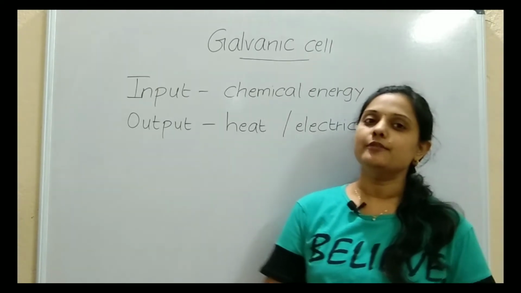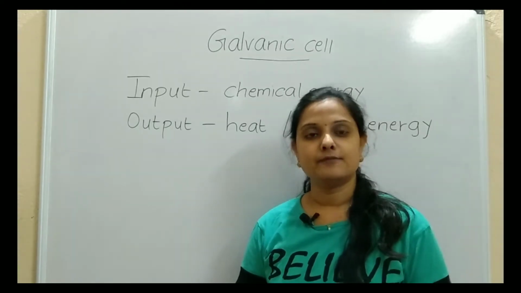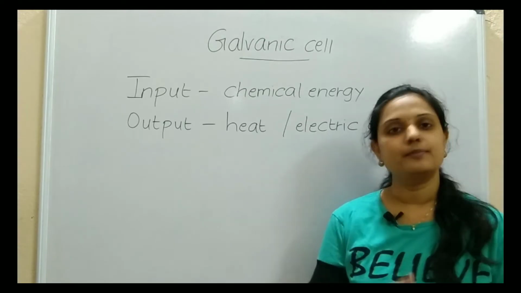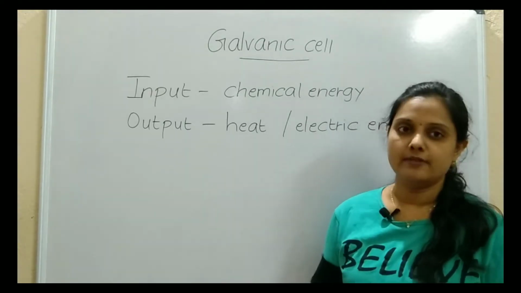In the previous video we studied the quantitative aspects. We learned Faraday's first law and second law. So we completed electrolytic cells, the first part of the chapter. Here we will study the second part of the chapter, that is galvanic cells.